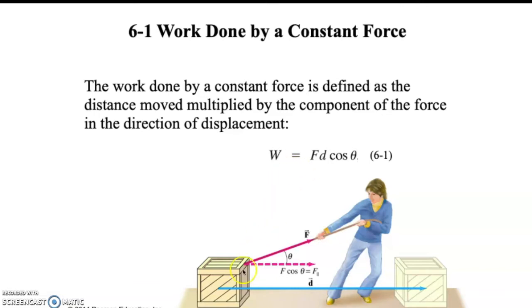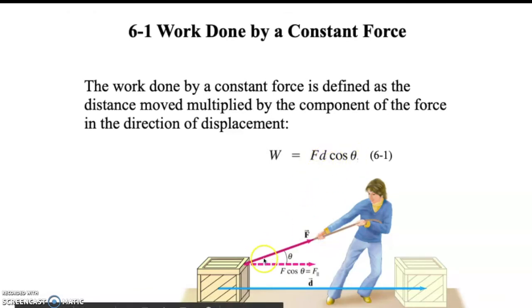So what this means, this object is moving in this direction. We're applying a force at this angle, okay? But the only force that we can count for work has to be just a horizontal component because it's going in the same direction as the displacement. So we have to find the horizontal component of the force, which is the force times the cosine of theta. So force cosine of theta times the distance. That is how we find work.